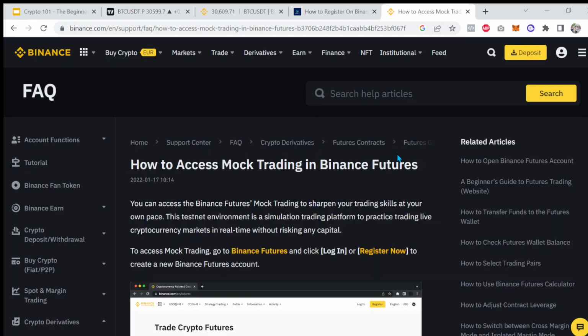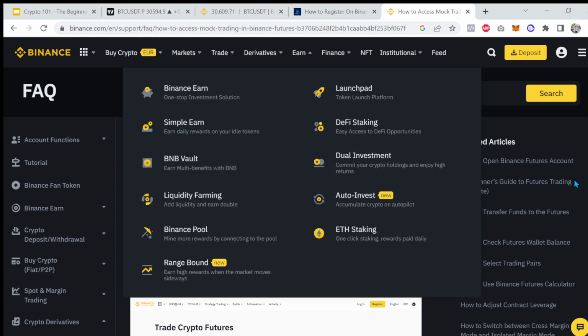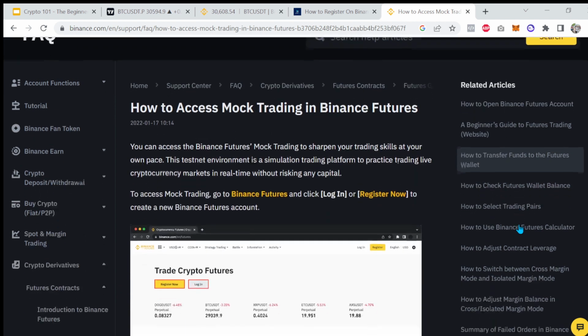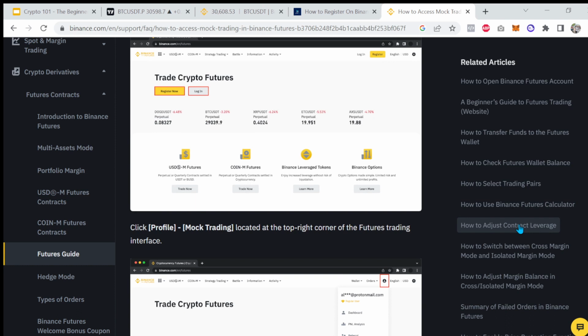So basically I want you guys to go on Google and type mock trading. This is the type of demo account I want you to open: mock trading on Binance. This gives us access to do demo trades.